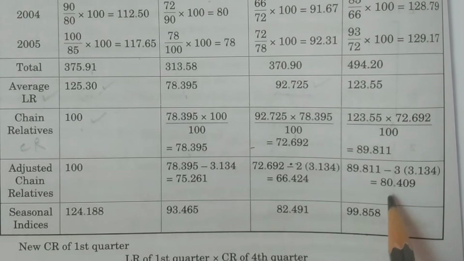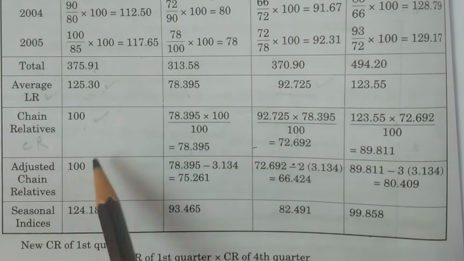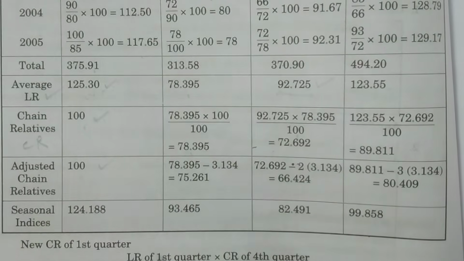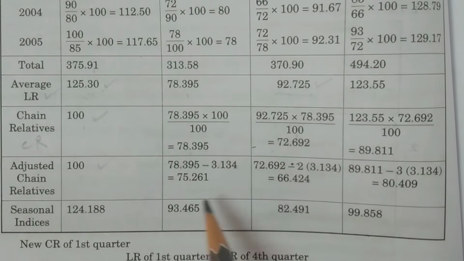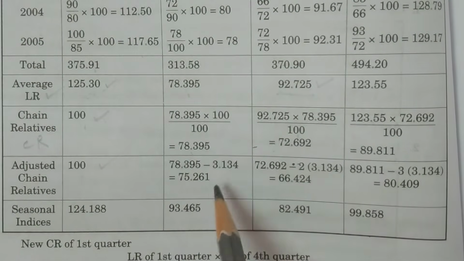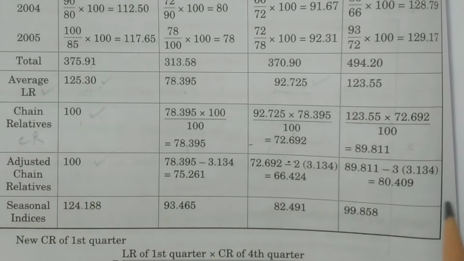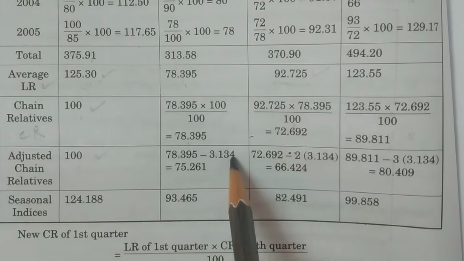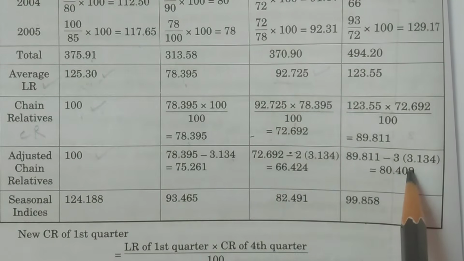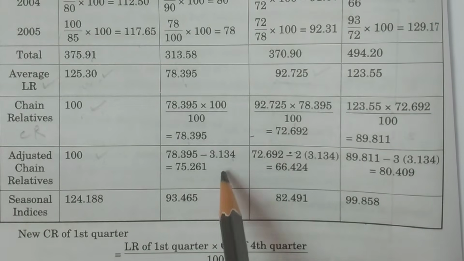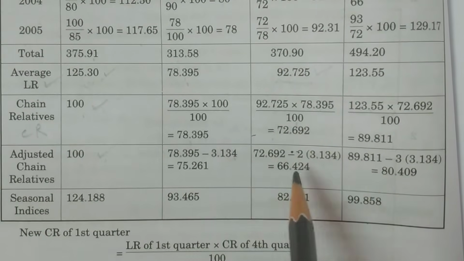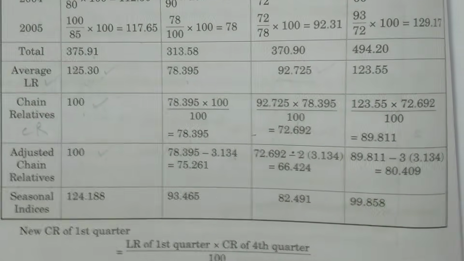These are multiplied by and divided by 100, and you will get the adjusted chain relatives. Now the remaining values are going to be calculated by subtracting D, 2D, 3D. Except for this one, all the remaining are to be adjusted with minus D, minus 2D, minus 3D. What is D? I will show you the calculation of D.